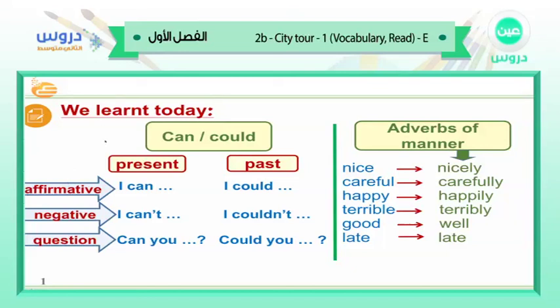Okay, this is the end of our lesson today. Just a quick review of what we took today. It's very easy. Please focus. Can and could. Can in the present, could in the past. I can. I could. I can't. I couldn't. In the question, can you or could you? This is negative. This is affirmative. Adverbs of manner: nice, nicely. Careful, carefully. Happy, happily. Terrible, terribly. Good, well. Late, late.